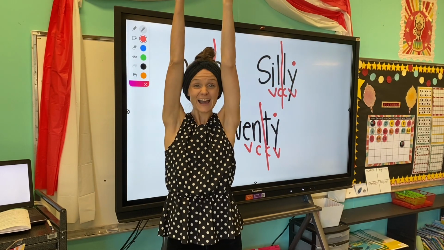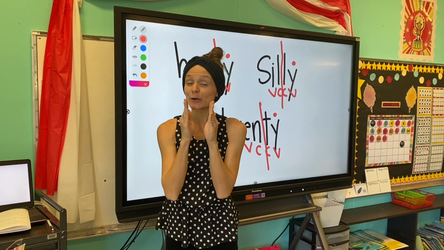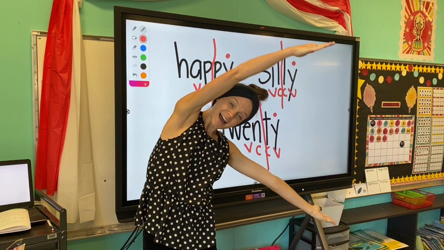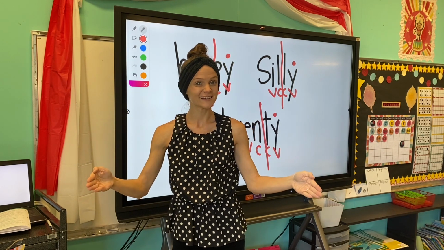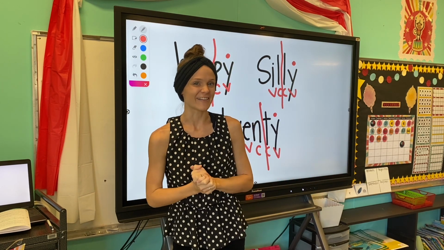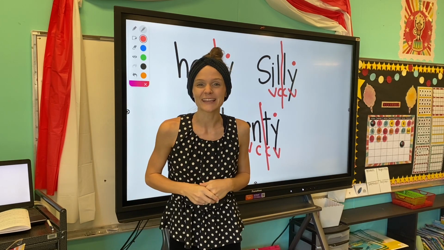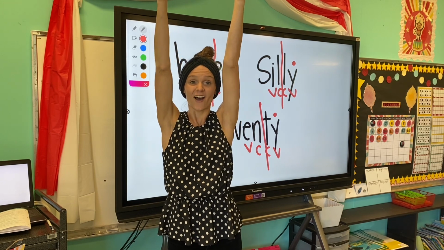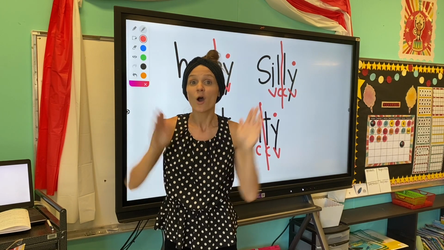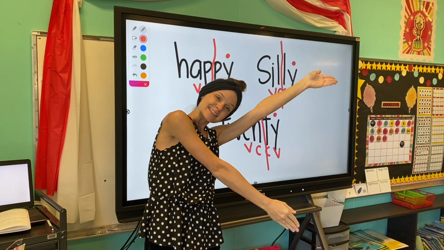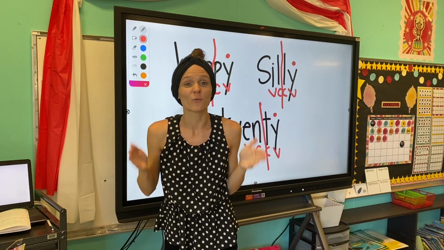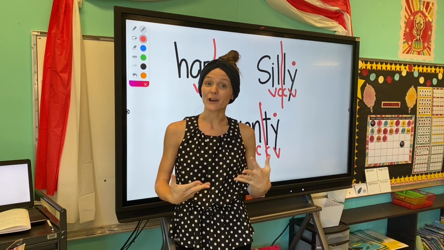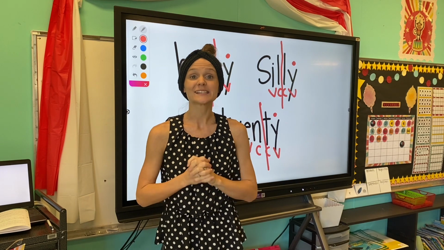Y says I at the end of a little bitty word. Y says E at the end of a 2-part word. Excellent! Now let's do it together. Everyone stand up and do it with me. Here we go. Y says I at the end of a little bitty word. Y says E at the end of a 2-part word. Excellent! That little rhyme helps us remember when to use this new Y spelling rule.